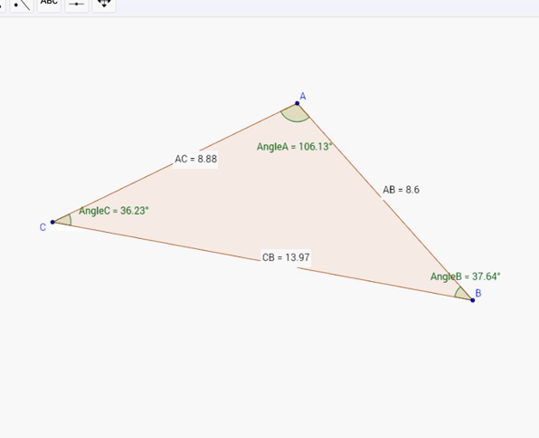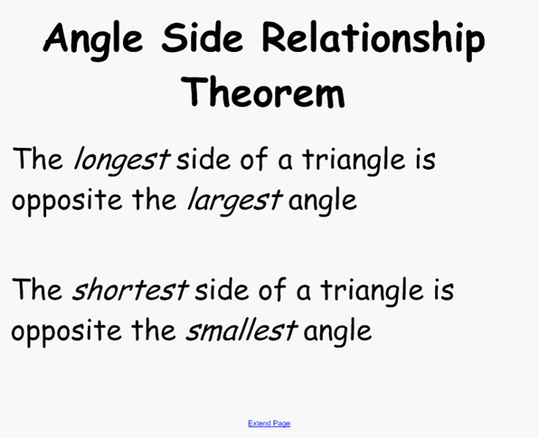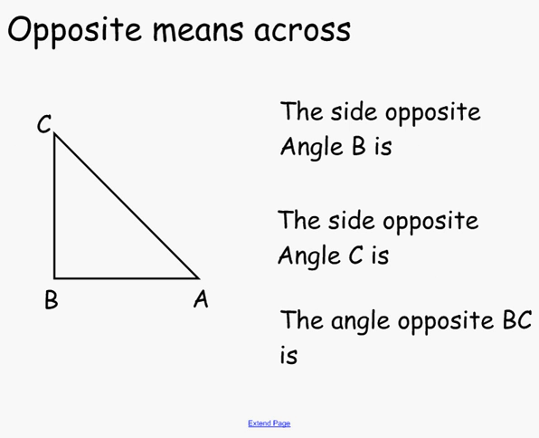So all this leads to the angle-side relationship theorem, which says the longest side of a triangle is opposite the largest angle, and the shortest side of a triangle is opposite the smallest angle. Just a little word on opposite. Opposite means across. Okay, so that's very important.